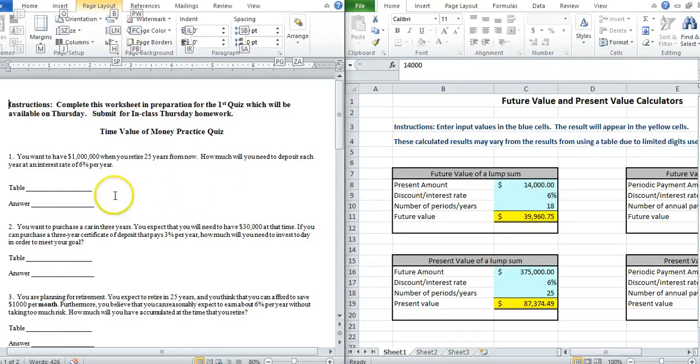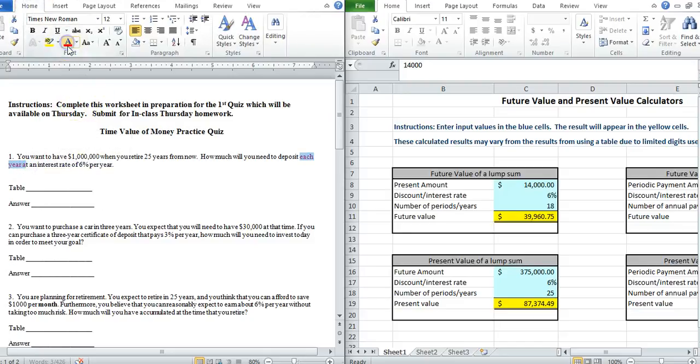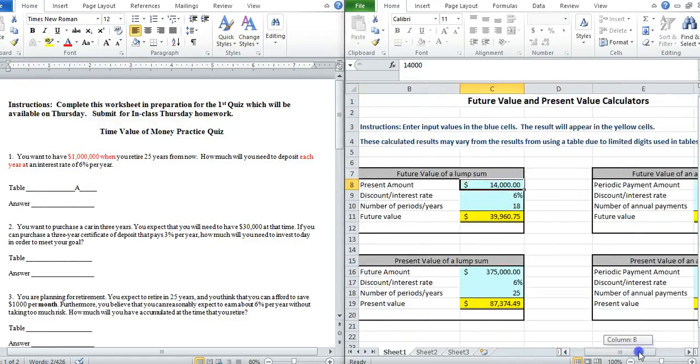Problem number one says you want to have $1 million when you retire 25 years from now. How much will you need to deposit each year? So each year, again, when you think about that, each year is going to be an annuity. So you know that it's an annuity. How much will you need to deposit each year? We know we want to have $1 million at the end when we retire. So what calculator am I going to use over here to solve that problem?